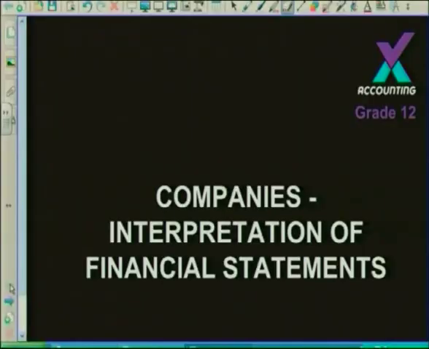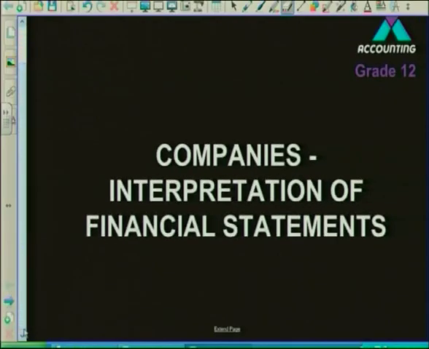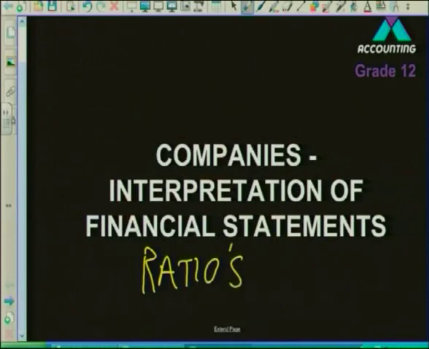In today's lesson, grade 12s, we're going to be focusing on company interpretation of financial statements. Remember guys, at this point, we've already completed our financial statements, our income statement and our balance sheet. We're now going to be using ratios to interpret and understand these financial results a bit better. So when we talk about interpretation of financial statements, we're simply referring to ratios, the calculation of ratios as well as commenting on these ratios.